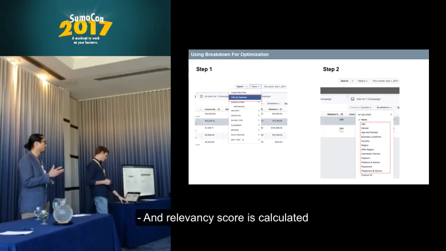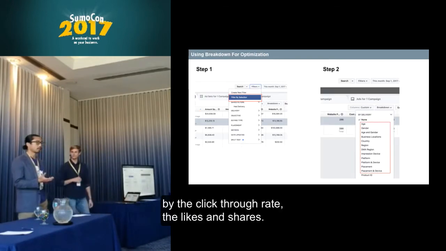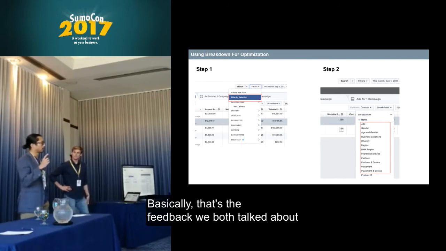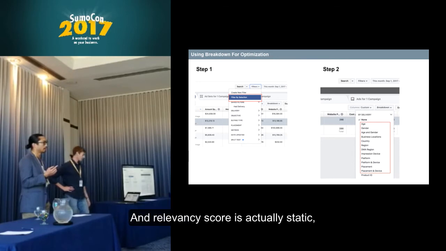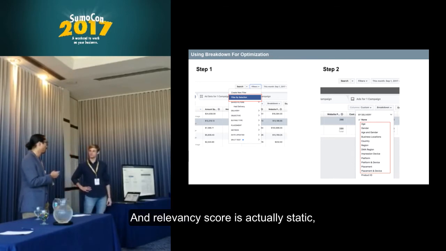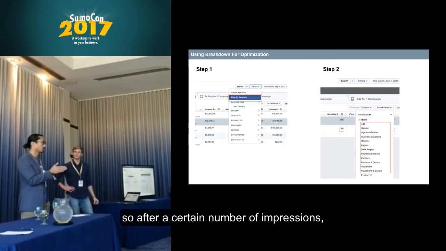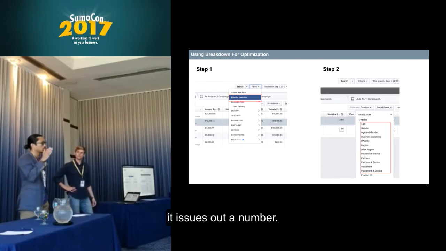And the relevancy score is calculated by the click-through rate, the likes and the shares, and basically that's the feedback loop that we talked about that goes back into auction to help you serve better ads. And relevancy score is actually static. So after a certain number of impressions, it shoots out a number.